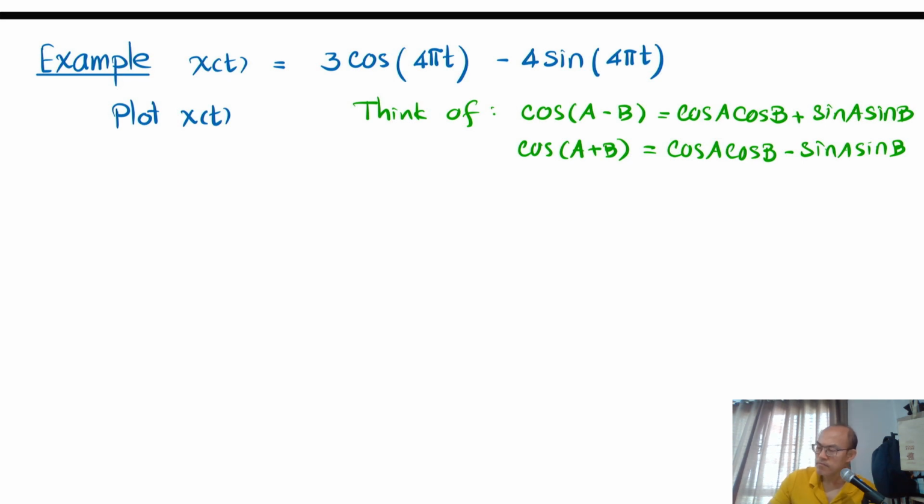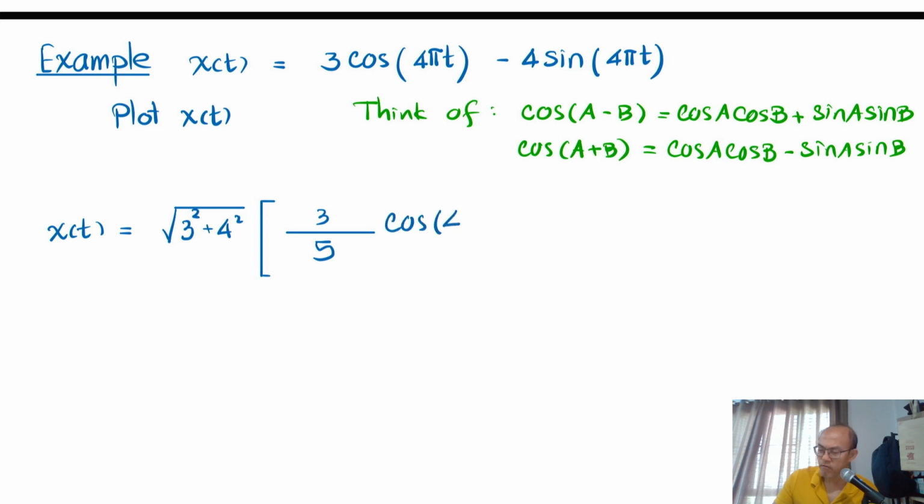So now what I'm gonna do is I'm gonna divide everything through by the square root of 3 squared plus 4 squared. Okay, when I do that, I'm gonna have 3 over 5 cosine of 4 pi t minus 4 over 5 sine of 4 pi t.